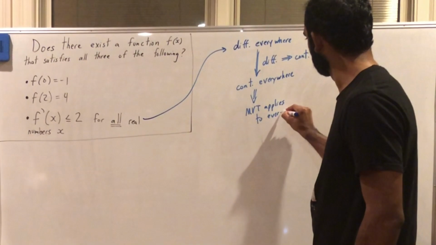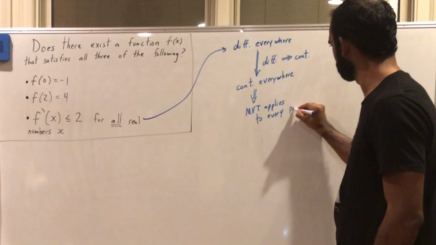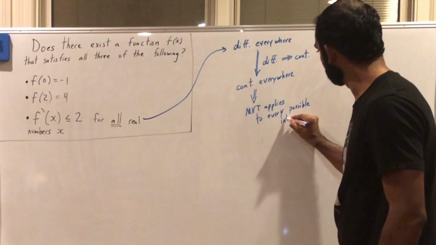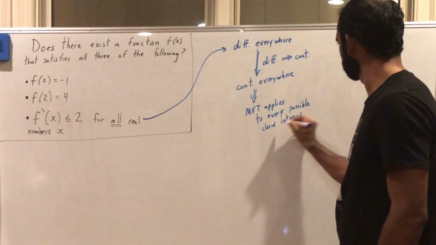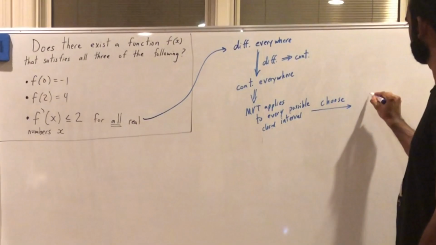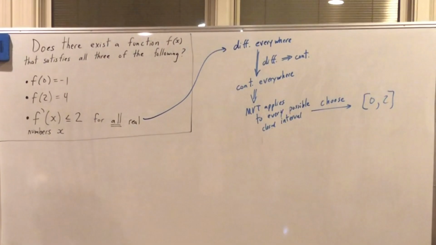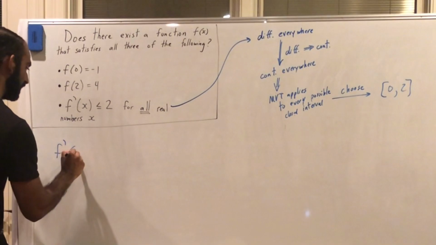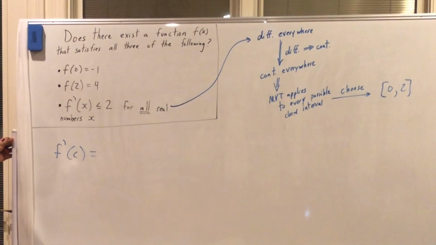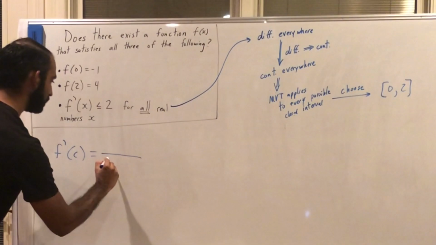So what would be a good X interval to pick for this problem? Why not 0 to 2? Precisely, why not 0 to 2, my good friend? Let us choose 0 to 2. Let's apply it over here. By the mean value theorem, there has to exist a C in between 0 and 2 such that F prime of C equals what? What's on the bottom? B minus A, that's 2 minus 0. F of B minus F of A over B minus A.